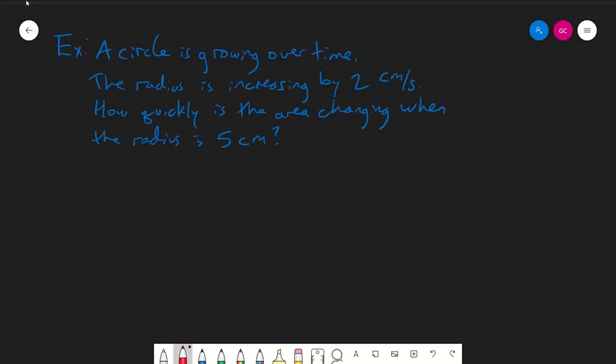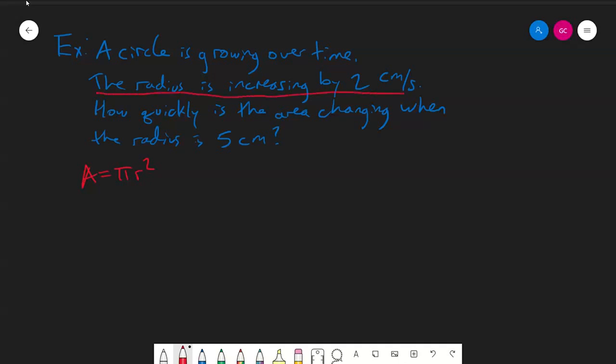Okay, so how do we deal with a problem like this? Well, first of all, let's try to chew through and digest the word problem and just turn it into a mathematics problem. We have a circle that's growing over time, and we're asking questions about its radius and its area. So it stands to reason we will need the formula for the area of a circle, that the area is given by pi r squared.